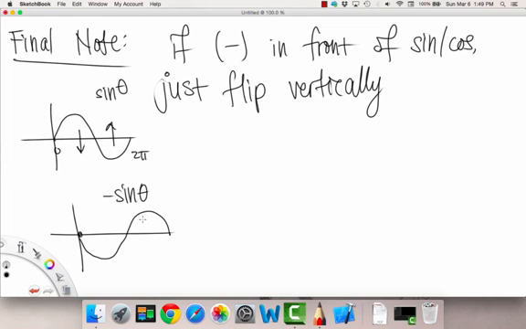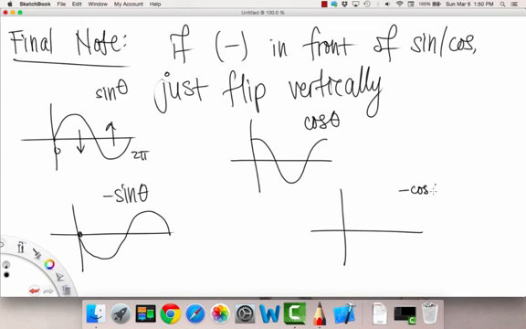That's a vertical reflection. Okay, and let's say we had cosine theta. Normally that looks like this. We just start up, go down, and come up. Okay, but now a negative cosine theta graph would actually start on the other side, go up, and then come down. Okay, so it just flips across the x-axis there. Okay.